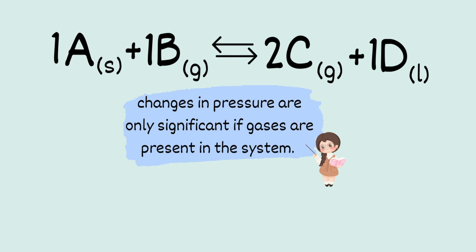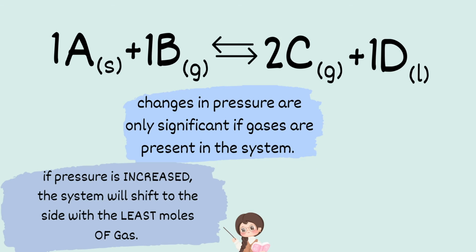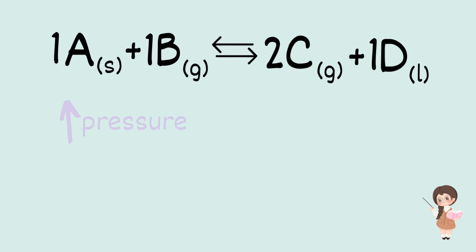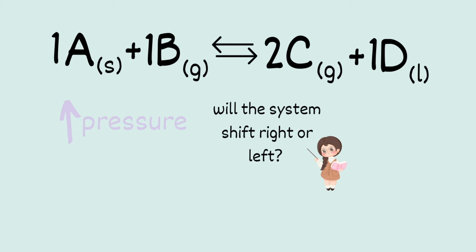Changes in pressure are only significant if gases are present in the system. If pressure is increased, the system will shift to the side with the least moles of gas. And if pressure is decreased, the system will shift to the side with a greater amount of moles of gas. So let's look at an example. If we increase the pressure here, will the system shift to the right or to the left? An increase in pressure will shift the system to the side with less gas.